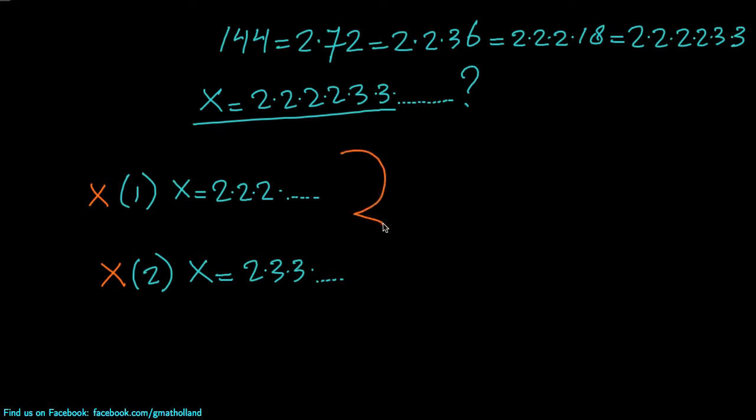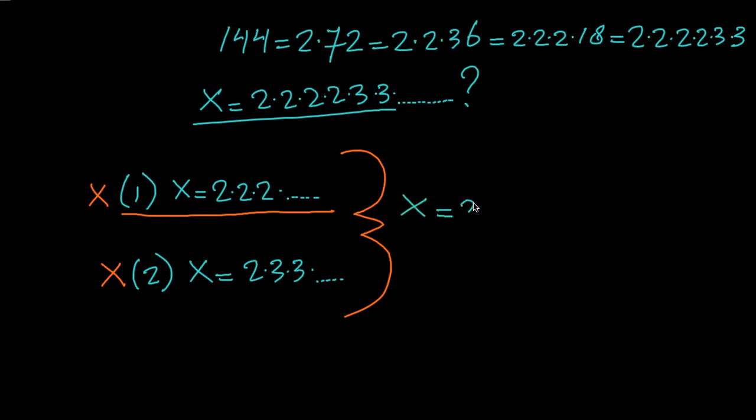Now let's combine both pieces of information. The first piece of information tells you that x has 3 2's as its prime factor. So x can be written at least as 2 times 2 times 2. The second piece of information tells you that x has 1 2 as its prime factor, but we already know that there's 3 2's in x, so that is redundant information. And it tells you that x has 2 3's as its prime factor.